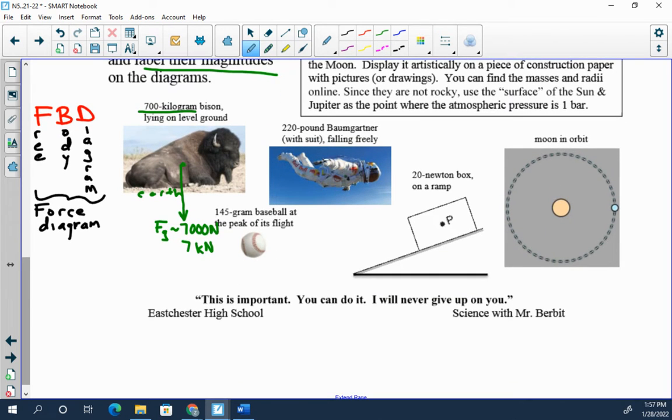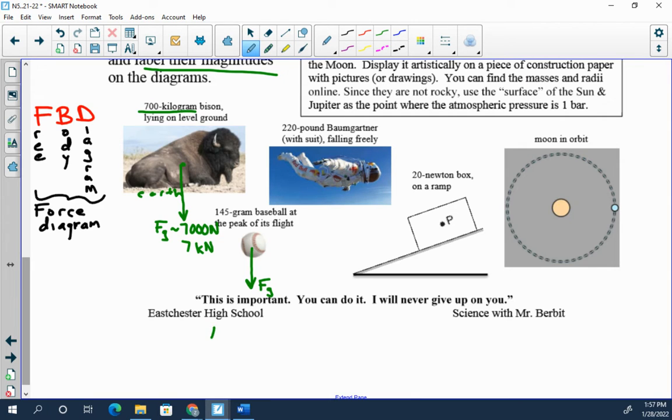The next object is a baseball. A baseball at the peak of its flight. Maybe this is a throw-up problem. It got hit, it got tossed, the ball's going straight up. At the very peak, it stops moving. But does it stop being pulled by gravity? No, it's still pulled down toward the Earth. So there is an Fg right here. How much is that Fg?